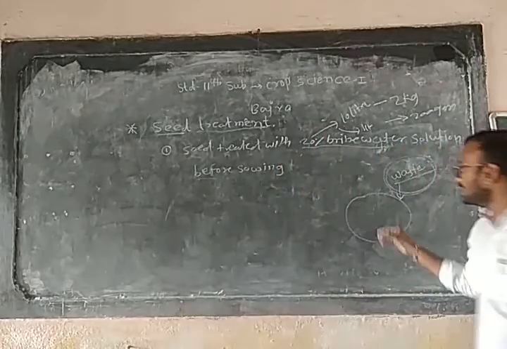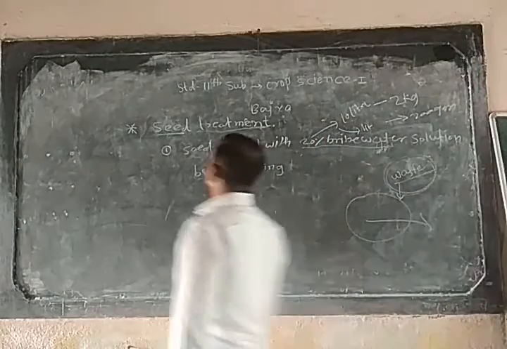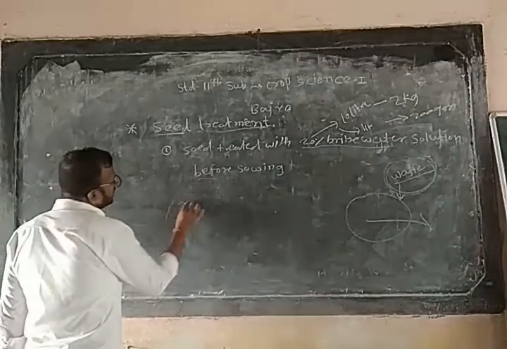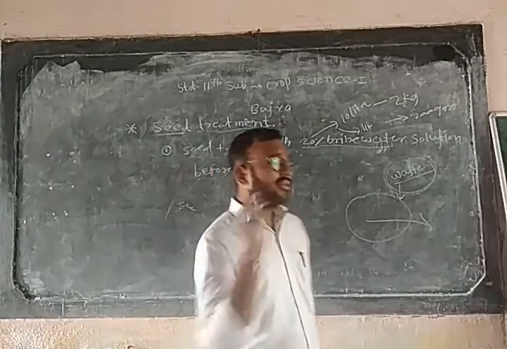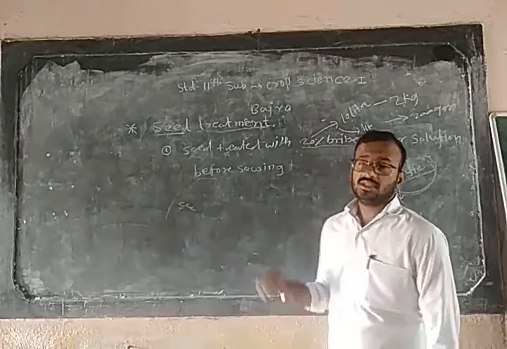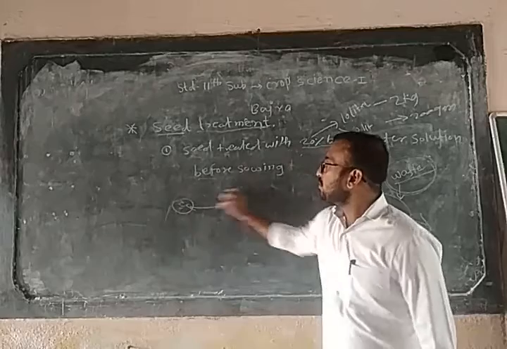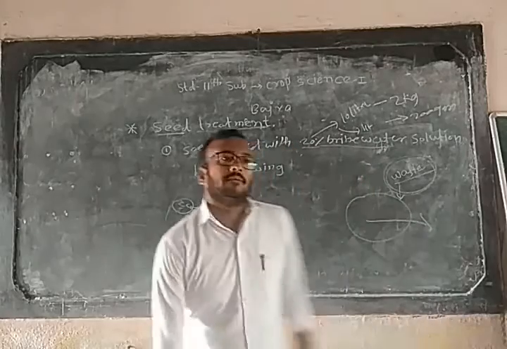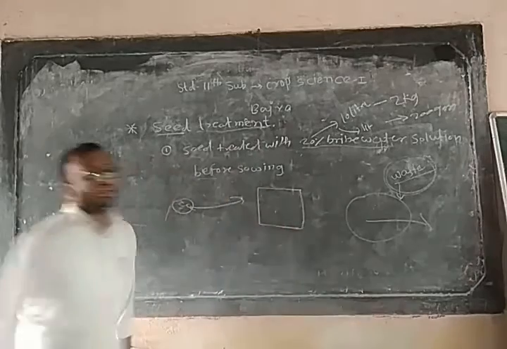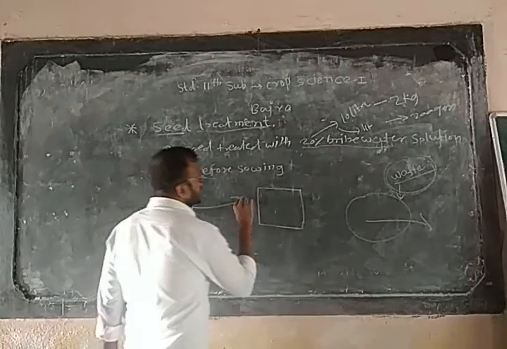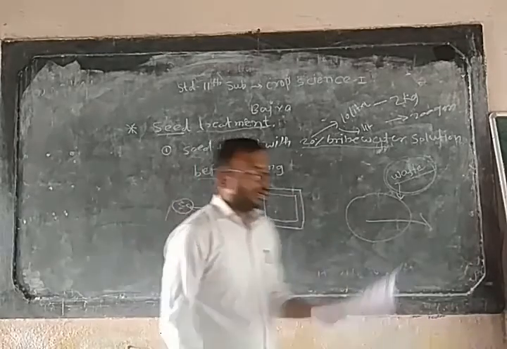We should not sow the collected seeds directly. Salt treated seeds are harmful, so we wash them again with tap water, means normal water, and take the seeds to a shaded area, where they are dried in the shade and then used for sowing.